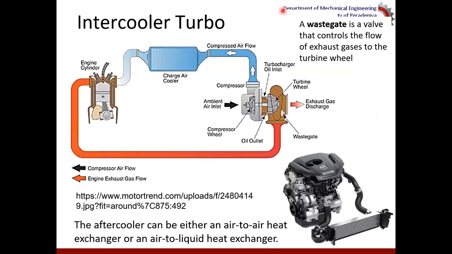Now, this is the diagram of an intercooling system. So the turbocharger compressor, and the compressed air goes through this air cooler, and it enters the engine at a lower temperature than the outlet temperature at the compressor. So it can be an air-to-air heat exchanger, or it can be an air-to-liquid heat exchanger. Usually, it is an air-to-air heat exchanger, and this diagram shows a real picture of an intercooler turbo system. This is the radiator, which enables cooling of air.